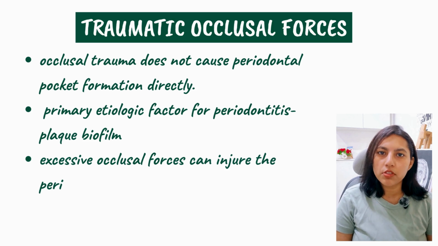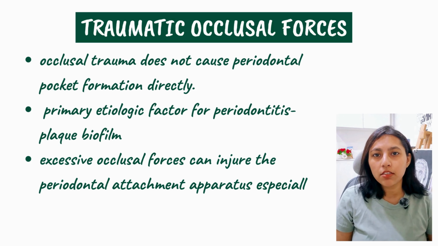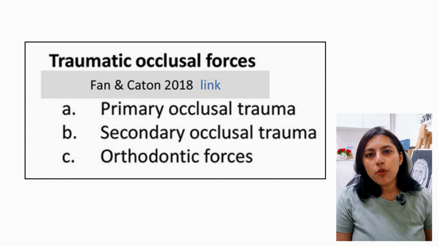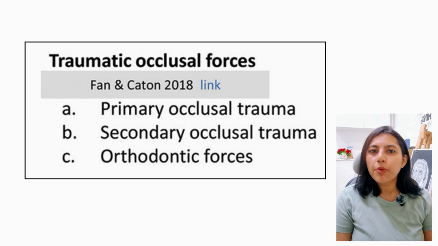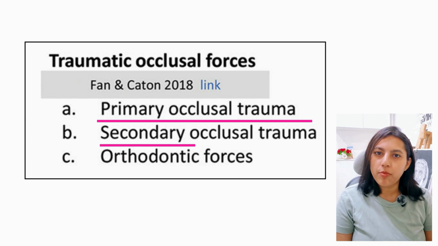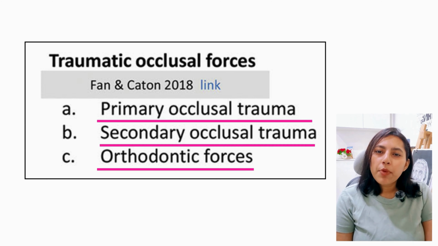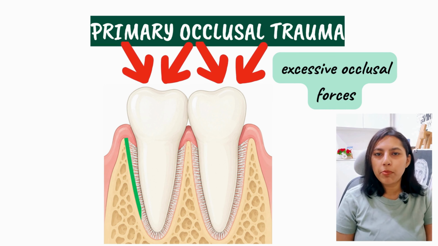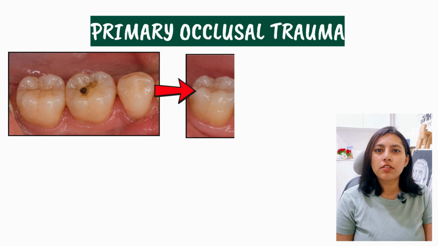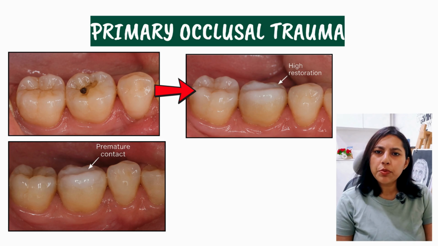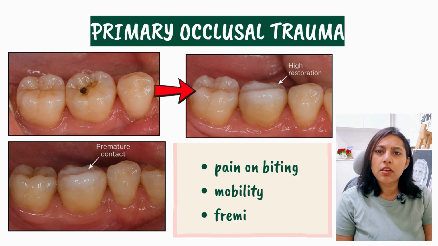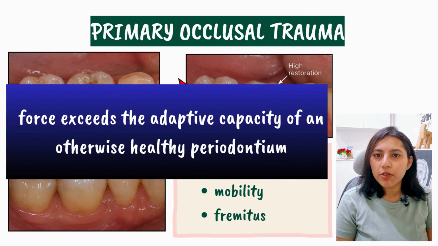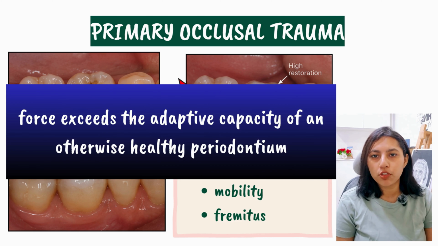However, excessive occlusal forces can injure the periodontal attachment apparatus, especially when the periodontium is already compromised. Now, according to the classification, traumatic occlusal forces are broadly divided into primary occlusal trauma, secondary occlusal trauma, and orthodontic forces. Primary occlusal trauma occurs when excessive forces act on a tooth with normal periodontal support. For example, a patient receives a high restoration and later develops pain on biting, mobility, or fremitus, despite having normal bone support. Here, the force exceeds the adaptive capacity of an otherwise healthy periodontium.